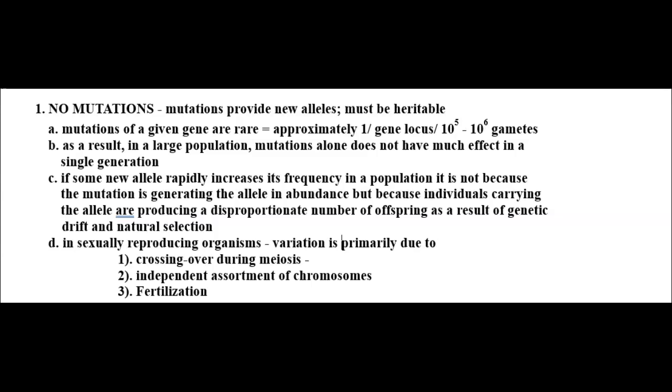And as we know from meiosis, in sexually reproducing organisms, variation is not primarily due to mutation. It is due to crossing over during meiosis 1, prophase 1, you might call it prometaphase 1. Also, independent assortment, random alignment in metaphase 1, and fertilization. So those are the three primary ways that sexually reproducing organisms are going to have variation.